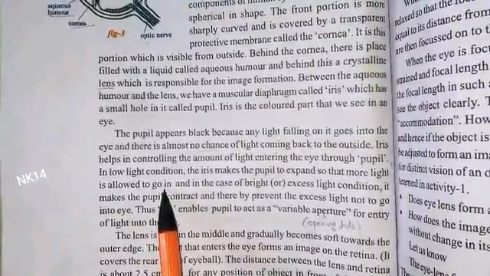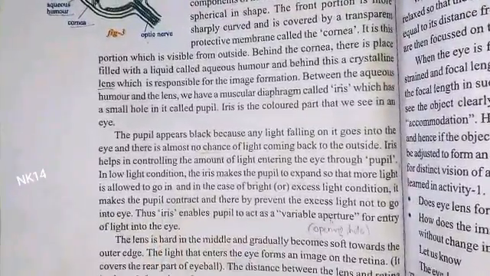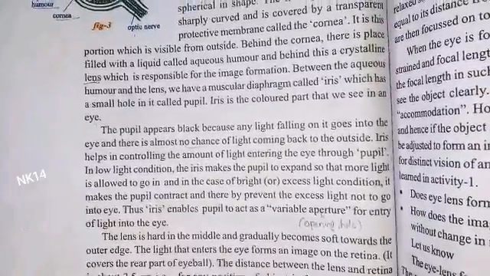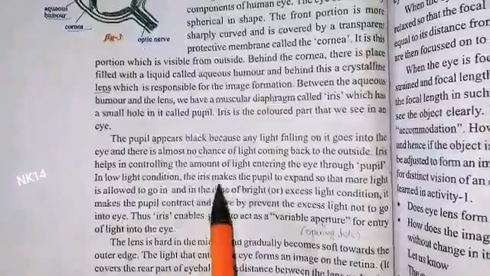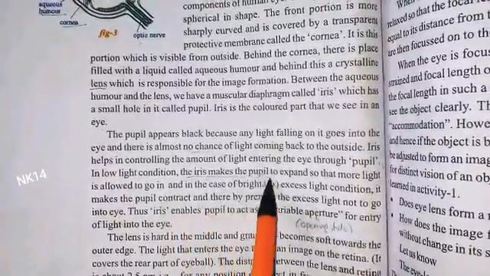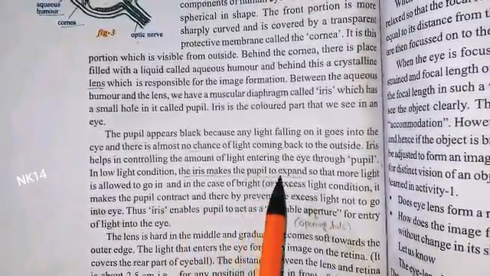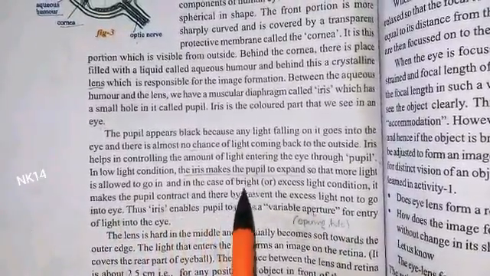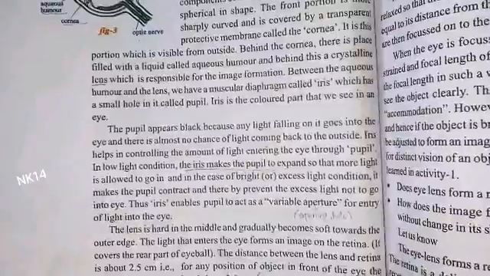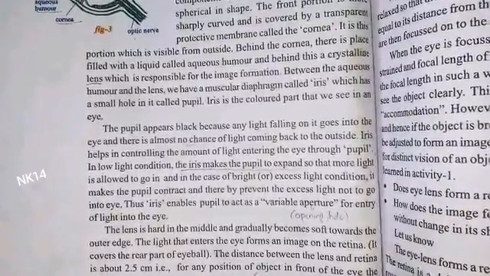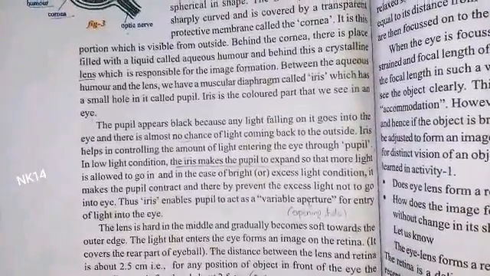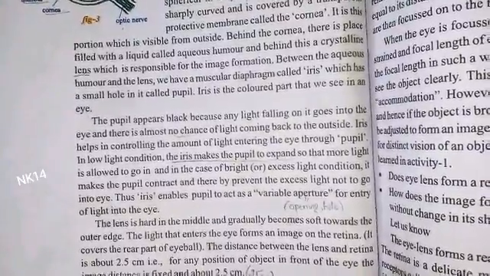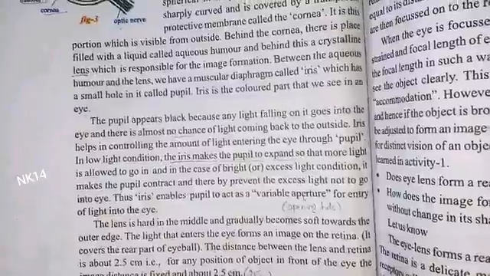If you go to any room or any place where the light intensity is less, in that case, this is the point friends, the iris will expand the pupil so that more light is allowed to go in. So if the light intensity is less, the iris makes the pupil expand more so that more light can fall into the lens and the image can be formed on the retina.